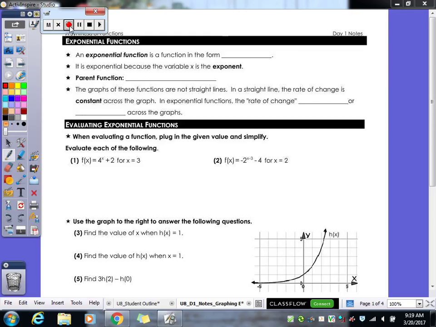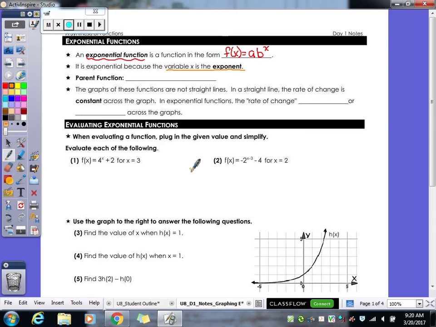So one of the other kinds of functions we need to talk about is an exponential function. An exponential function is a function in the form f of x equals a times b to the x power. By looking at the equation, you're going to know it's an exponential function because the variable is your exponent. Because we had b to the x power, that's how we know it was an exponential function.